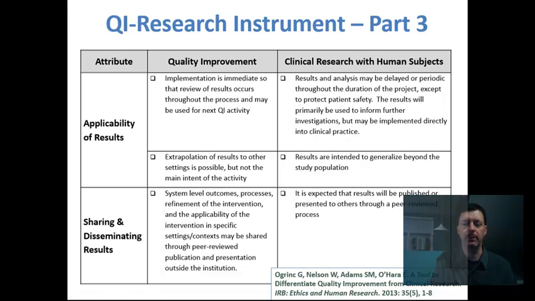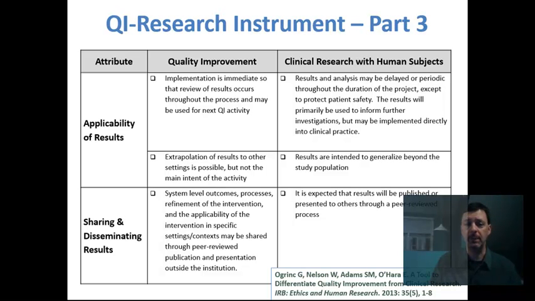and therefore it's expected that results will be published or presented to others through a peer review process. In quality improvement, and this is what I think is very different now, system-level outcomes, processes, changes to the intervention, applicability of the intervention in specific settings and contexts may be shared, and I would actually encourage them to be shared through peer review publication and presentation, both inside and certainly outside the institution.